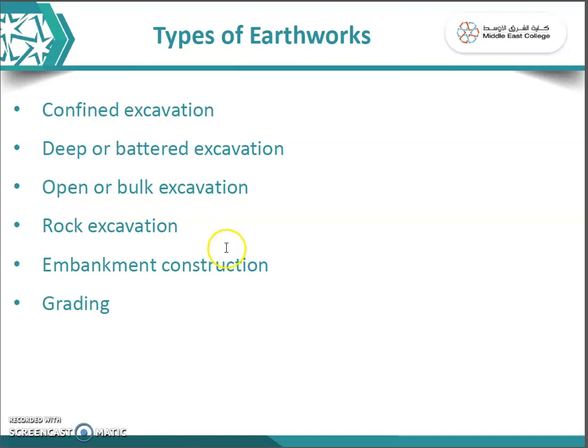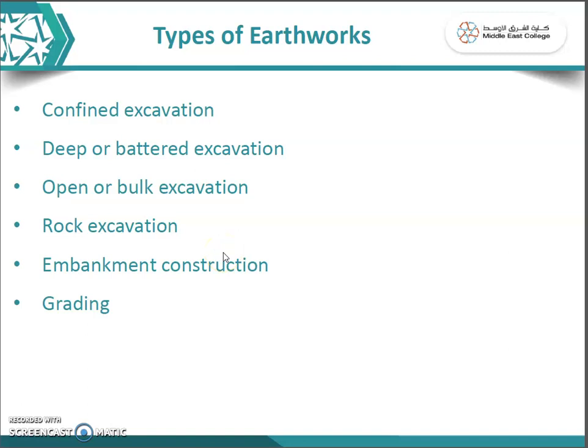You can observe here that there are 6 types of earthworks. One is confined excavation, the second is deep excavation, which is also called battered excavation. Remember both names. The third one is open or bulk excavation. The fourth one is rock excavation. The fifth one is embankment construction. And the sixth one is grading.